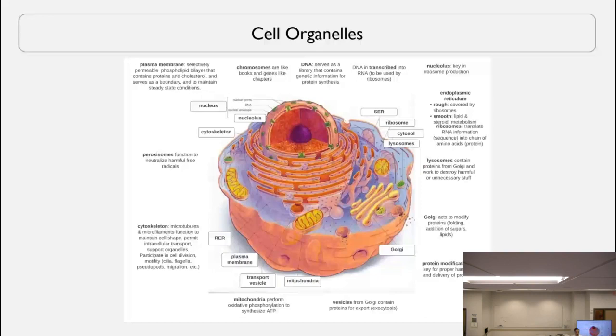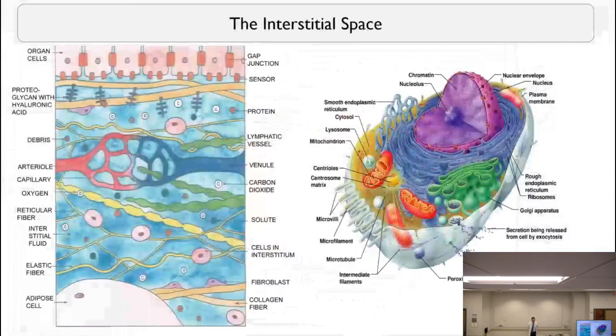Now you have an idea of how to prevent it. It's not doing Sudoku when you are 70, no? But then we have the interstitial space.